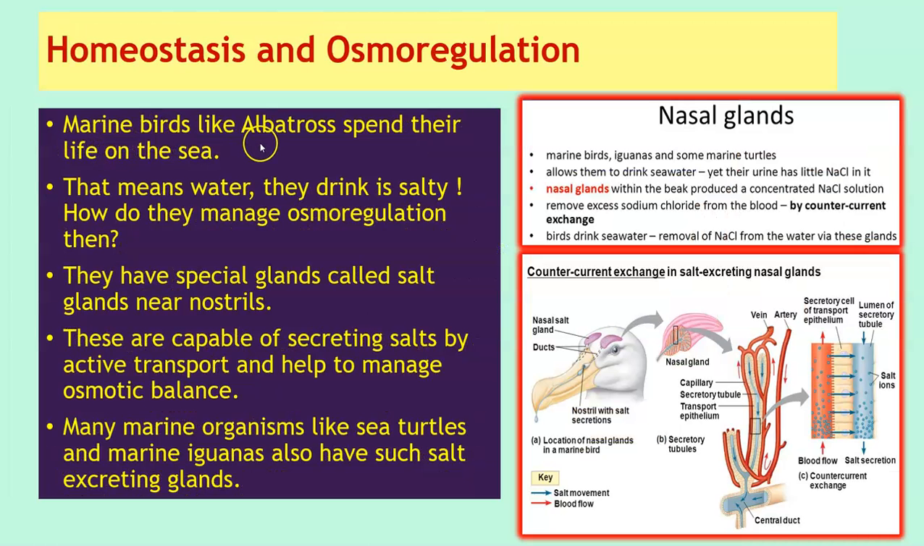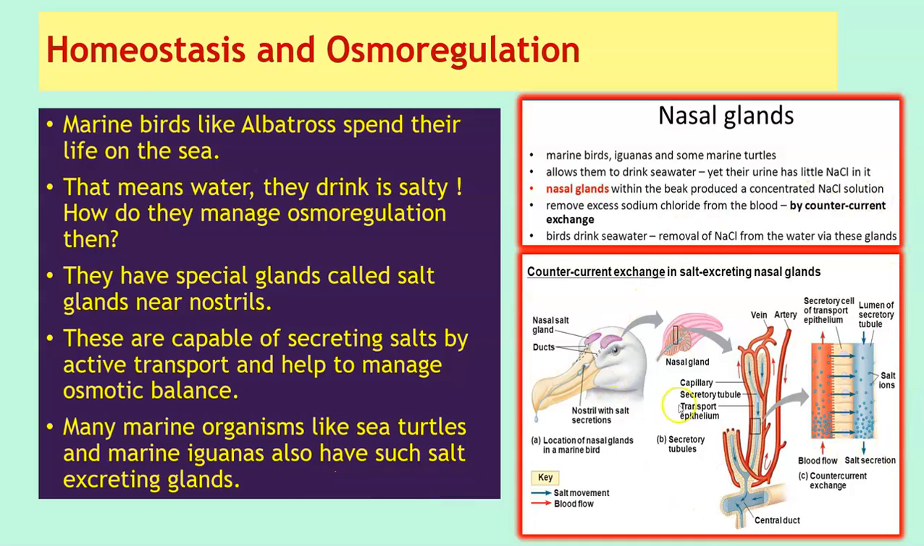Students, marine birds like albatross spend their life on sea. That means the water they drink is salty. How do they manage osmoregulation then? They have special glands called salt glands near their nostrils. These are capable of secreting salts by active transport and help to maintain osmotic balance. Many marine organisms like sea turtles and marine iguanas also have such salt excreting glands.